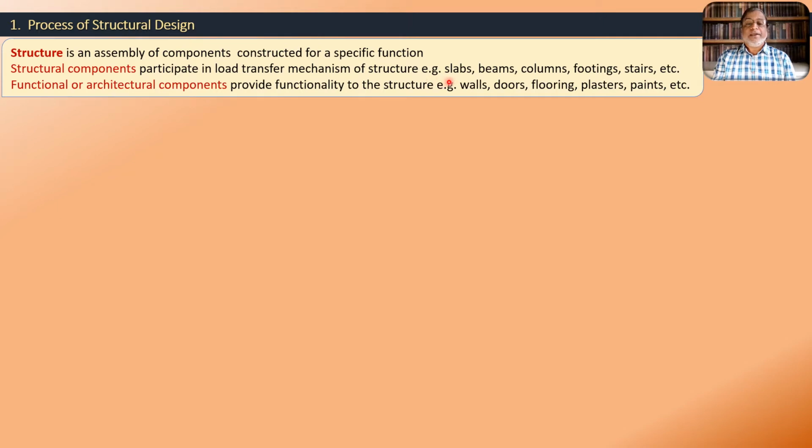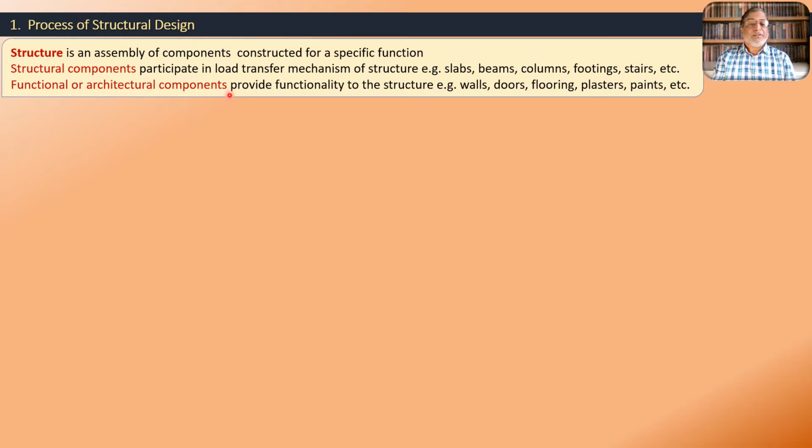For example, for a building structure, slabs, beams, columns, footings, staircases, etc. are the structural components of the structure. They take part in the load transfer mechanism. They may not have a direct function as far as the user is concerned, but they are participating in the load transfer mechanism. The other types of components, other than structural components, are called functional or architectural components of the structure.